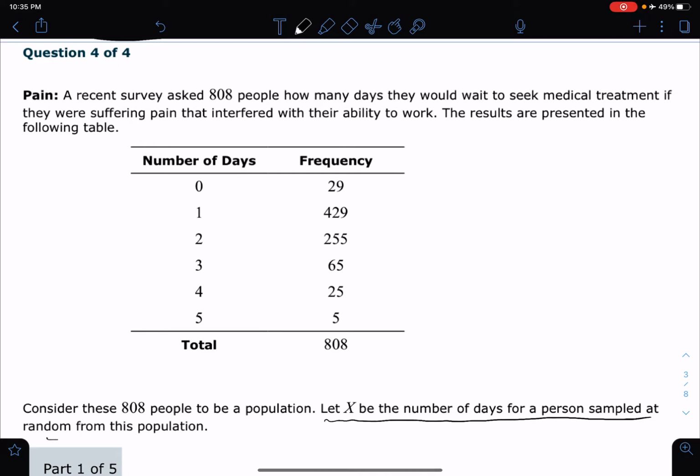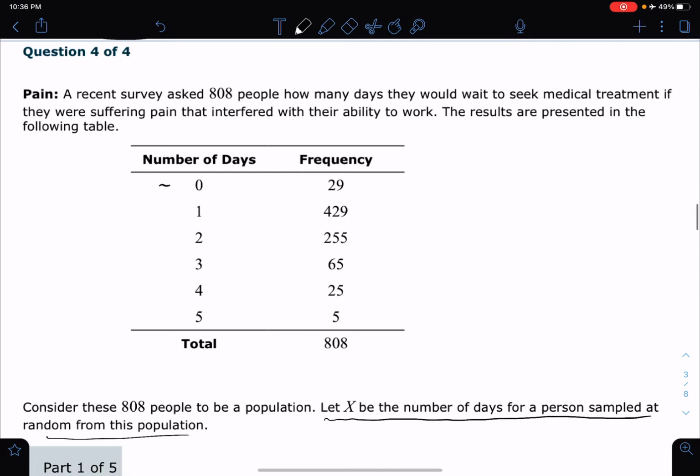from this population. So basically what's happening is there were days they would wait to seek medical attention. So we got 0 number of days. You're suffering pain, 0 number of days, right? So I start suffering pain today, and 29 out of 808 would go to the doctor.